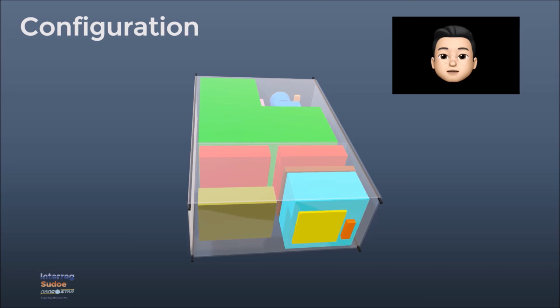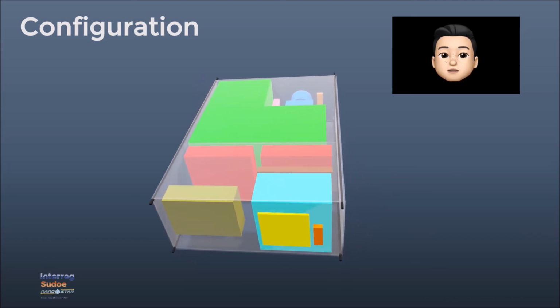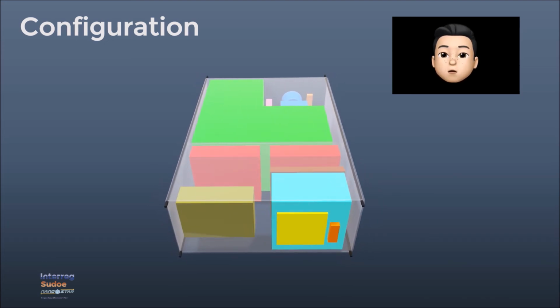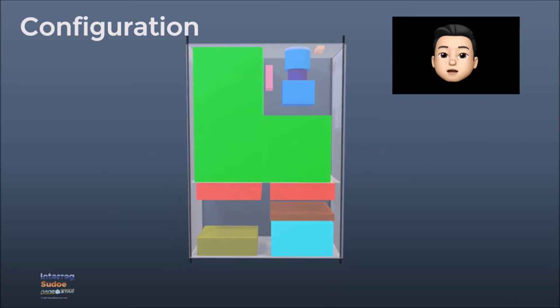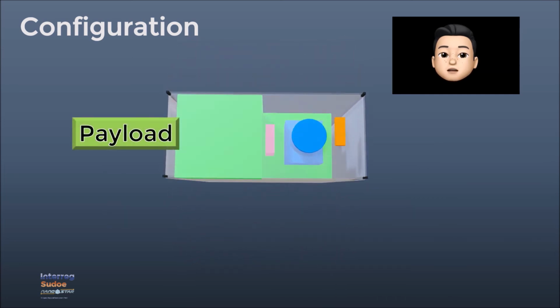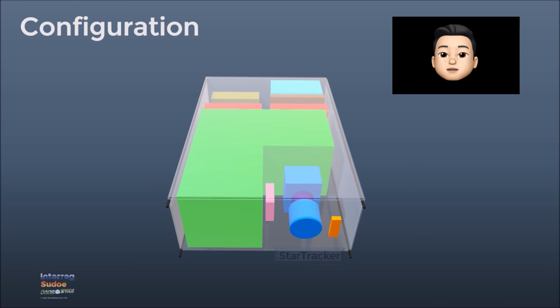Once all the subsystems were established, the final configuration of the inside of the satellite was decided to be this way. Both batteries, the radio, the antenna, the reaction wheels, and the OBC at the lower units. Payload at the middle top sections, and the star tracker camera, and the IMU on top. Also, the sun sensors are located on each 2U face.